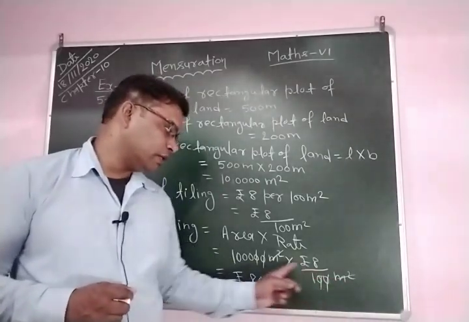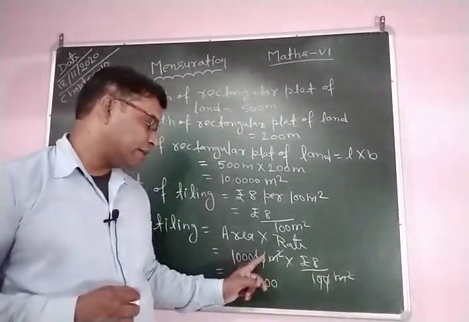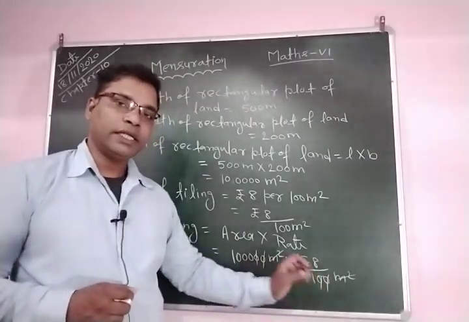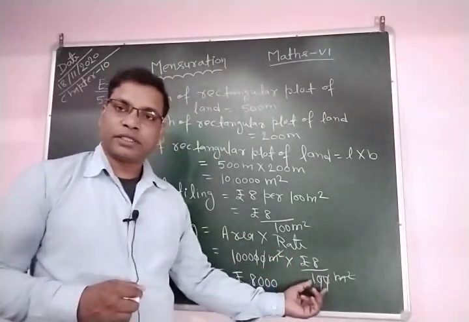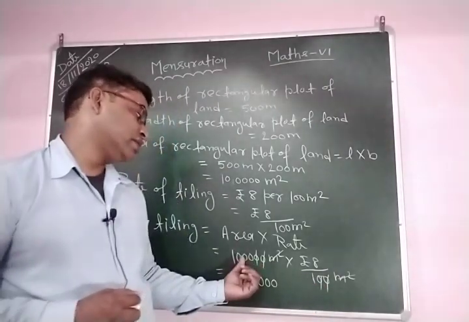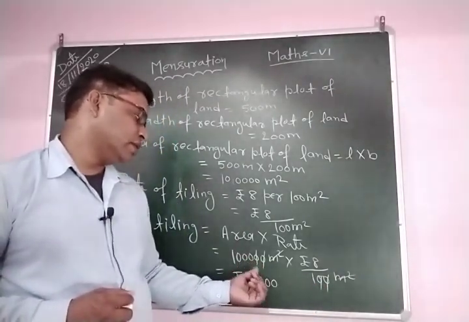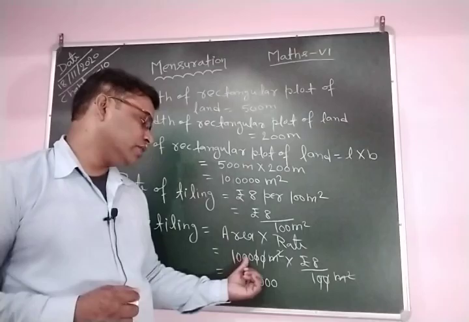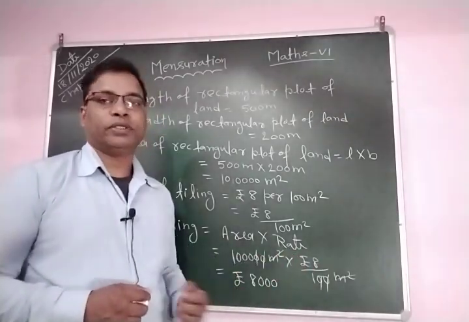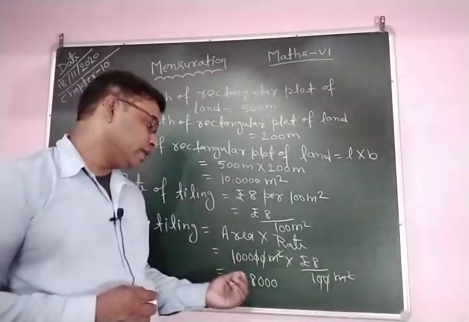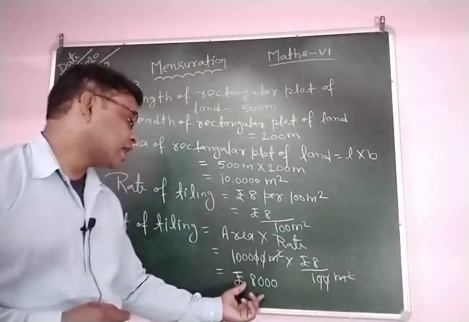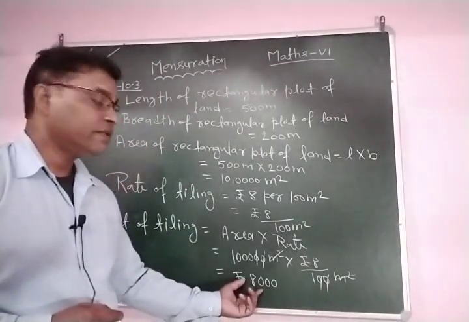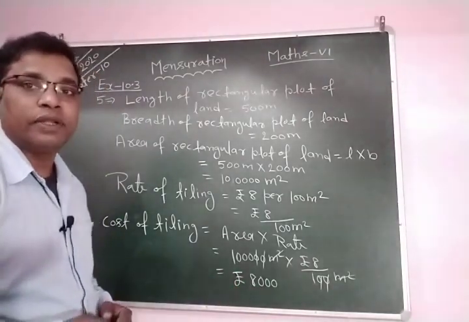So first, meter square will be cancelled. Clear? Or you can see, if you divide 1 lakh by 100, then you obtain 1000. So here you obtain 1000 into 8 rupees. So 1000 into 8 is equal to 8,000 rupees. So this is the cost of tiling of the rectangular plot of land.